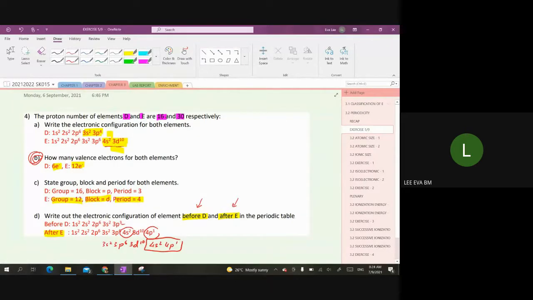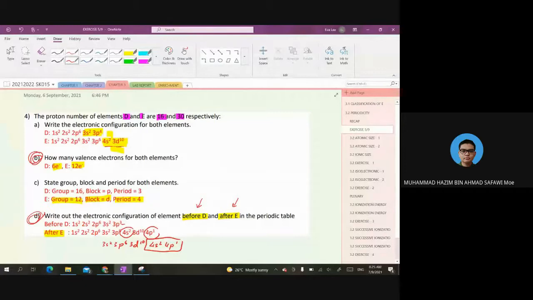So those who made mistakes for part B and also part D, please do your corrections and correct your concept. Tak payah reset. Cuma madam nampak ada beberapa orang yang salah dekat valence electron. That's very dangerous. Okay, so far any questions for question number 4 here?